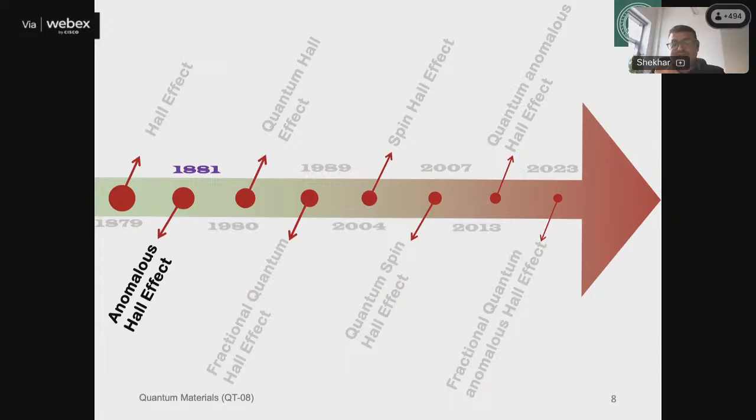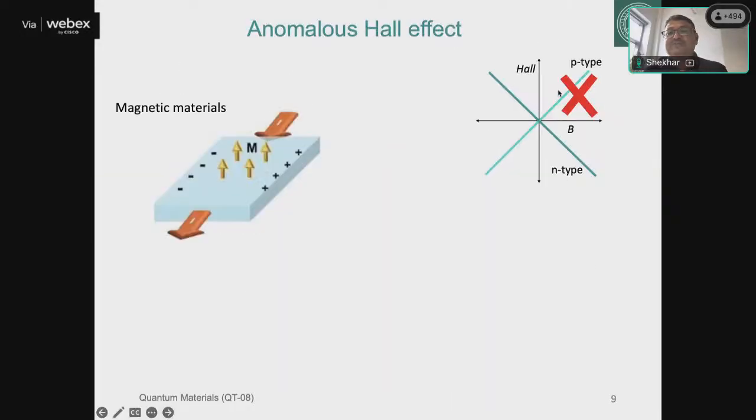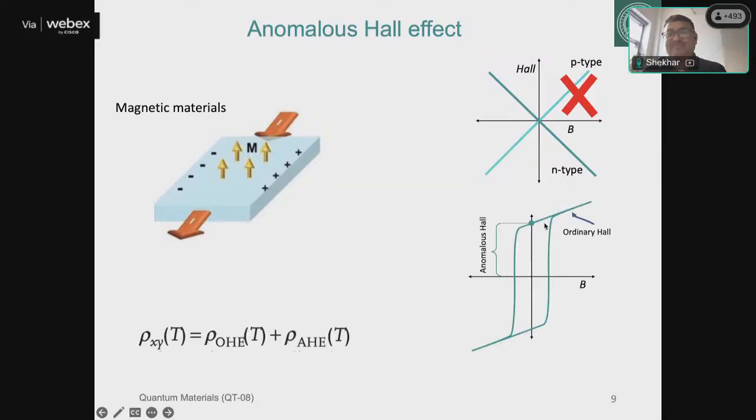The second one: as I said, we have two types of material, magnetic and non-magnetic. The previous one is completely non-magnetic. Once we have a magnetic material, we don't expect a linear response, as I said for the first one. We expect a non-linear response because inside the material the Hall signal is composed of two parts, ordinary and anomalous. This sudden jump is called anomalous Hall, because we are measuring Hall resistance, and then it becomes linear like this. This is the ordinary Hall.